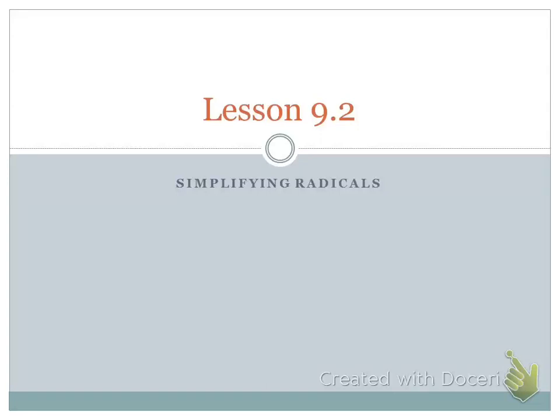Lesson 9.2, we are going to work on simplifying radicals. So if you remember, what we did on Friday when we did lesson 9.1 is we simplified square roots, or radicals. This is our square root sign, which is also known as a radicand, okay?